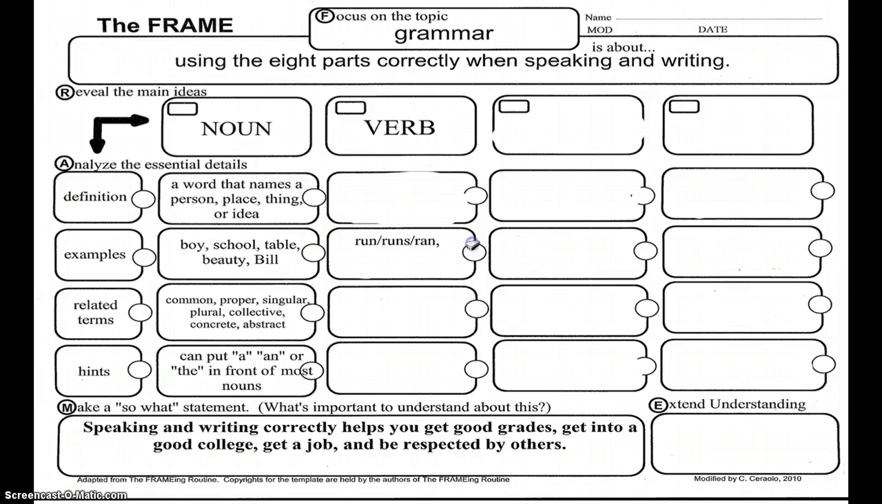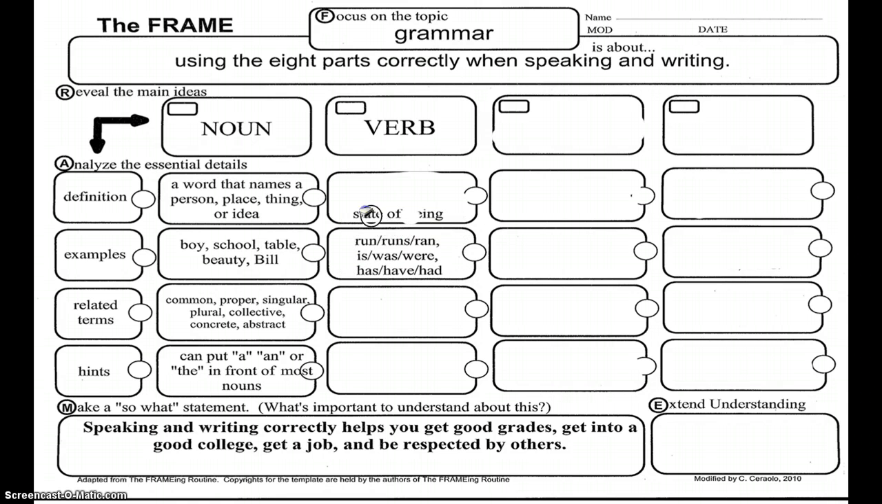And we came up with run. And then we talked about there's different ways to say run. You can say run, he runs, I ran. We had some other verbs like am, is, are, was, were. And a third type of verb, has, have, had.